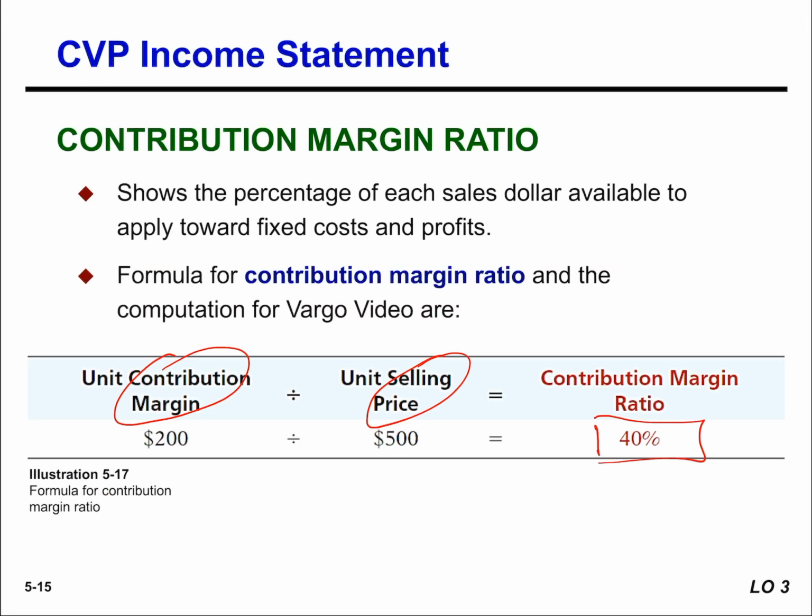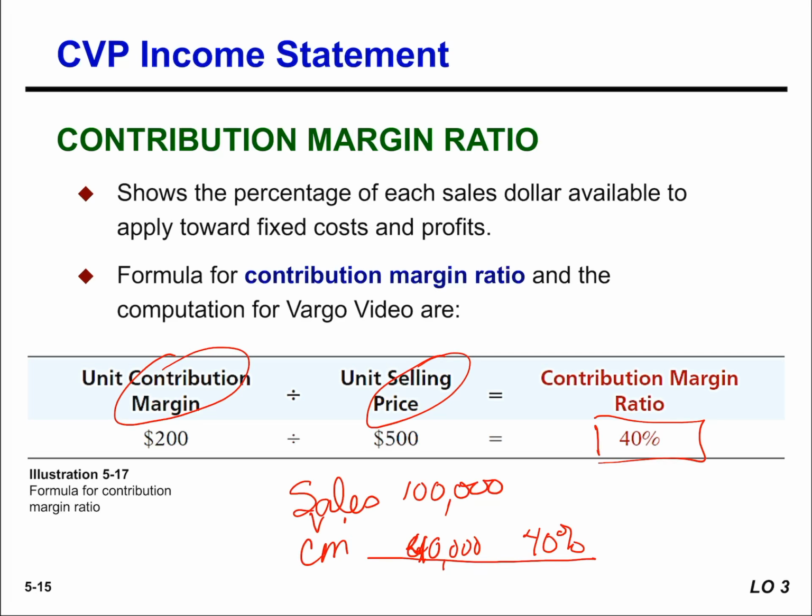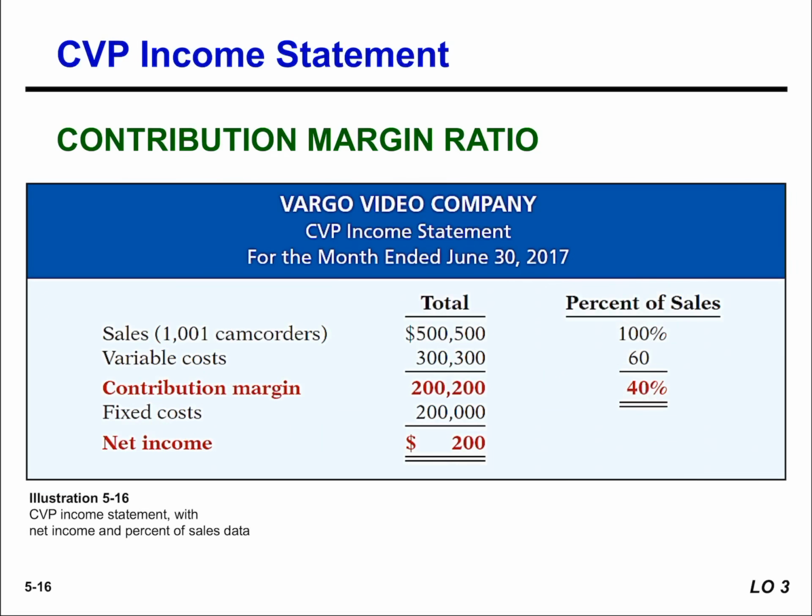And so the reason that's going to be helpful is for any level of sales that I have. Let's say I sell $100,000. What I now know is that my contribution margin is 40% of that, right? So my contribution margin would be $40,000. And then if I wanted to back into it, I would know that my variable costs are $60,000. So knowing our contribution margin ratio, again, can be a helpful analysis tool, which we're going to see in just a second.